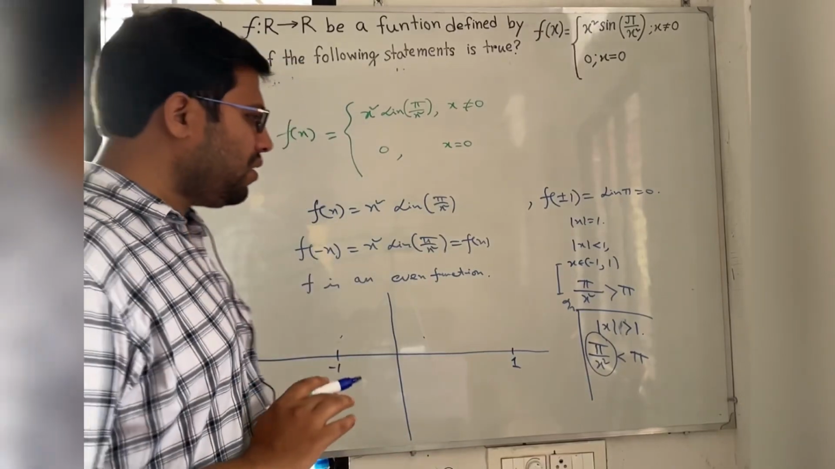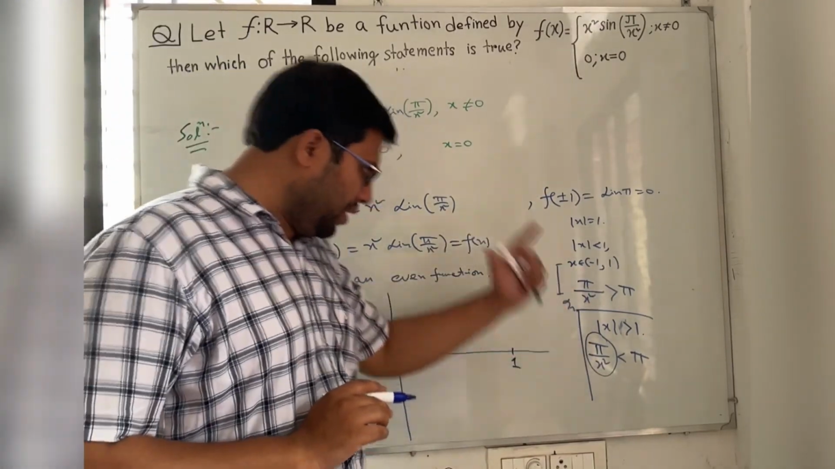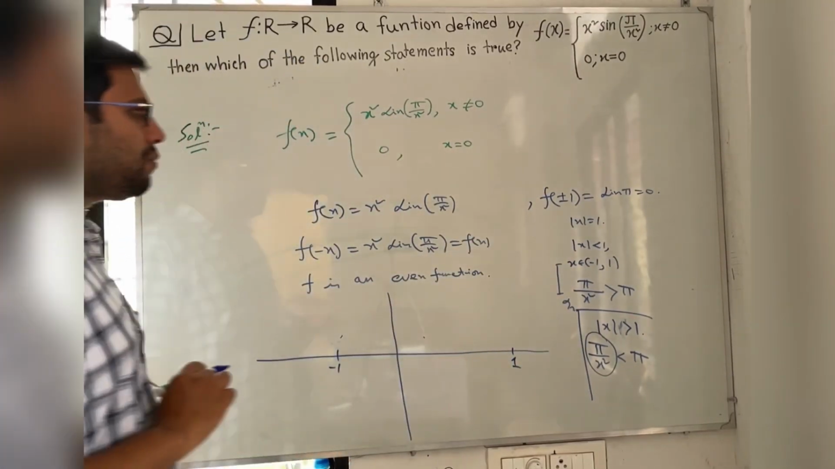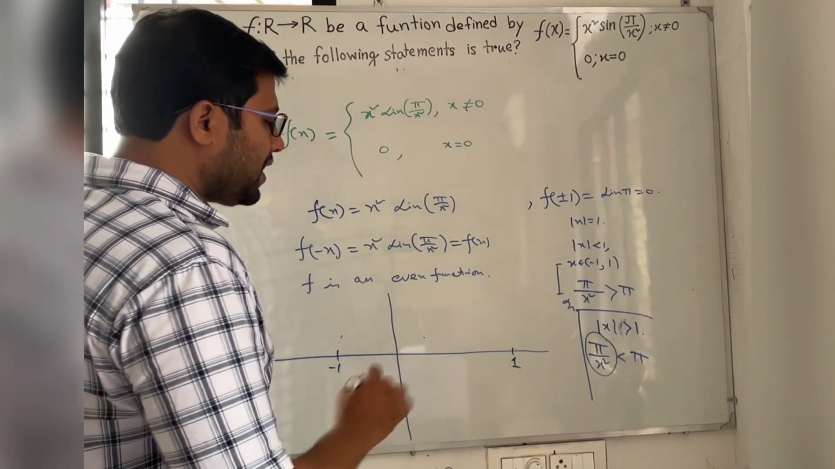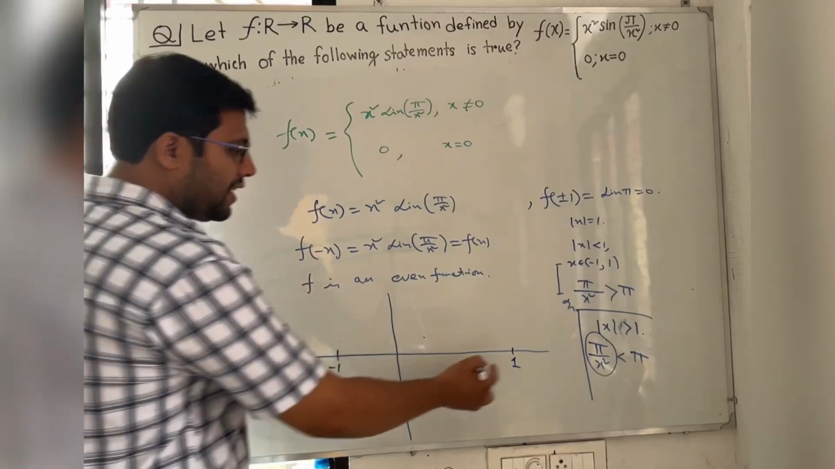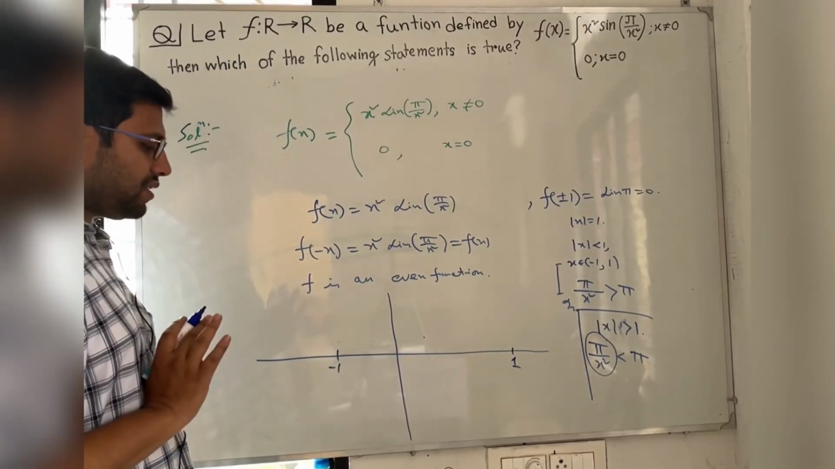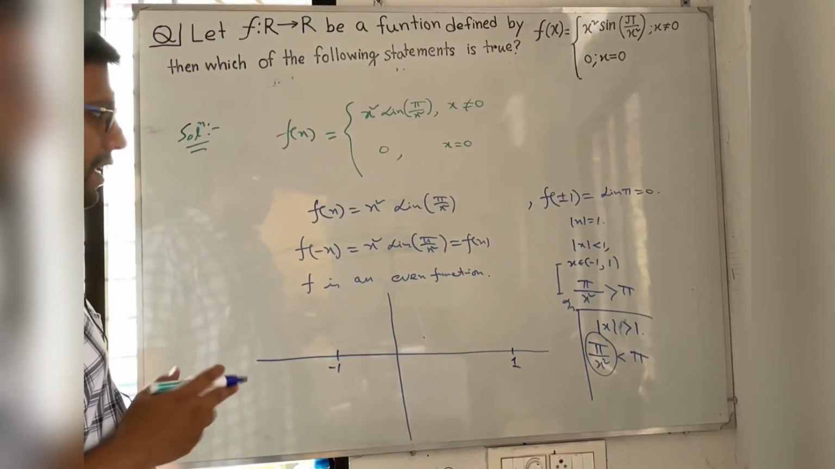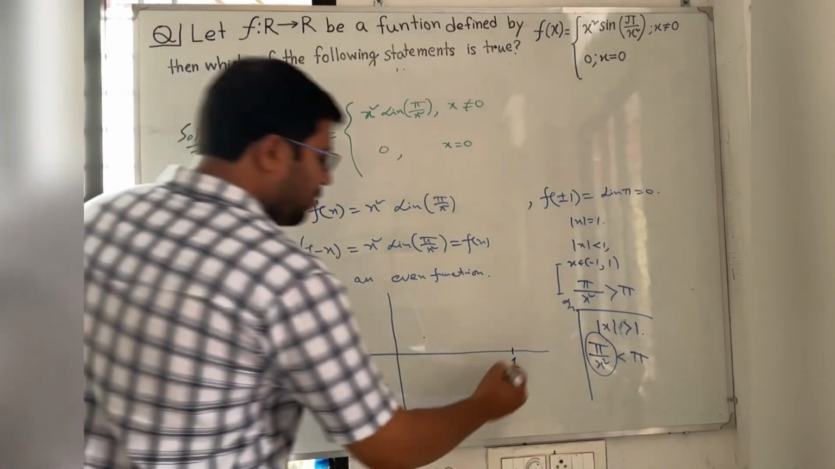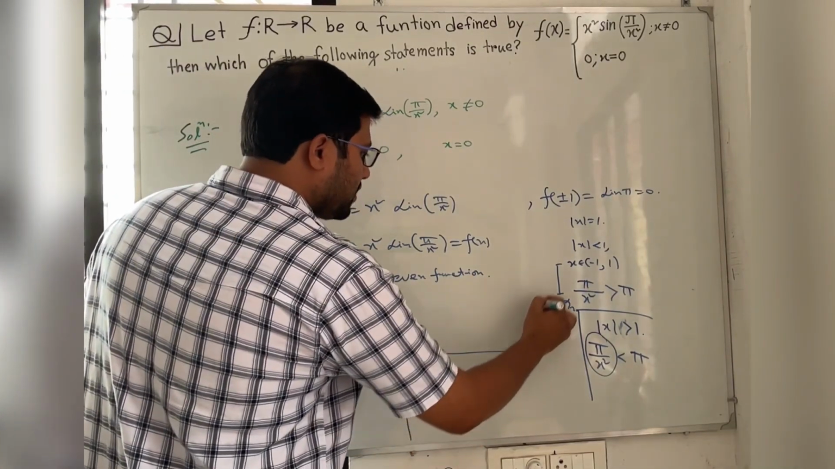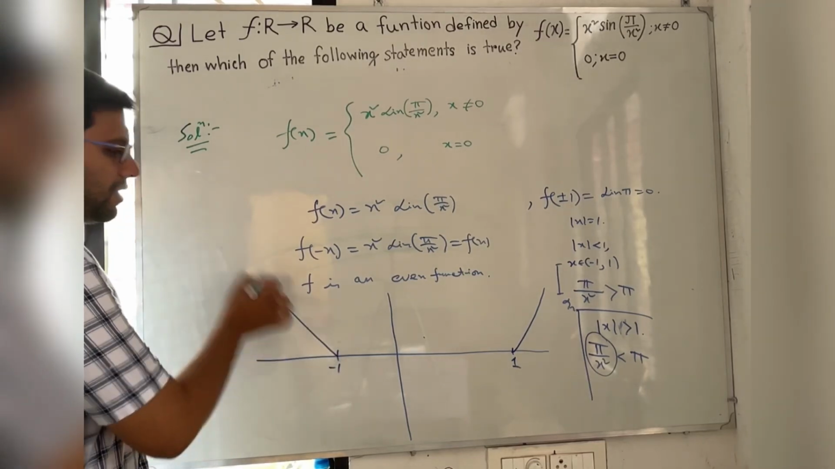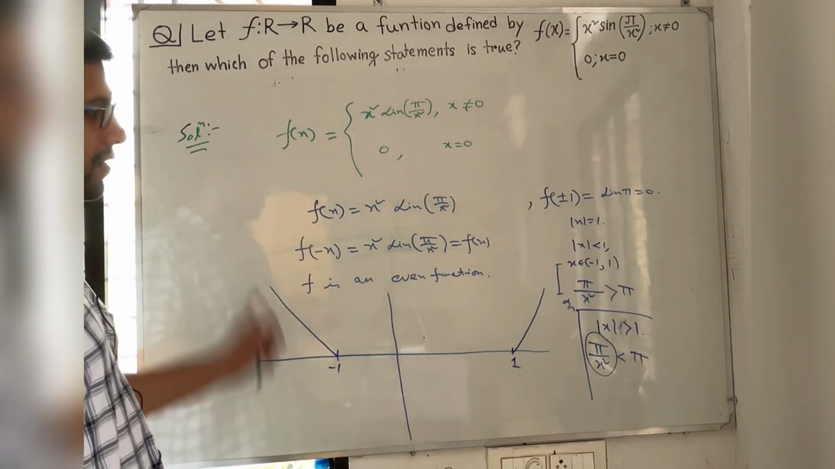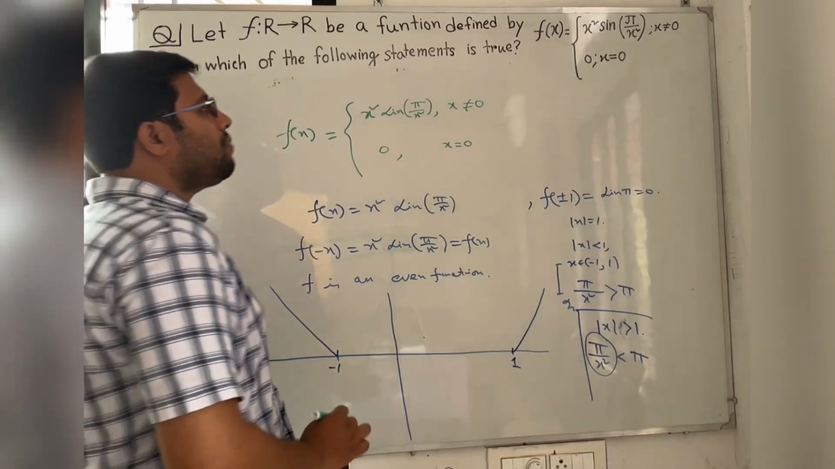Okay, so now we will draw this graph. It is clear that at x equal to plus 1 and x equal to minus 1, this function will be 0 and then positive. So from plus 1 this graph will be like this, since the function is positive, and from minus 1 the function will be like this.